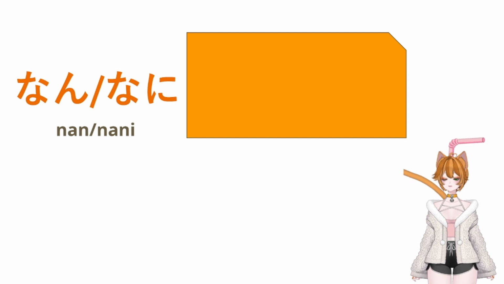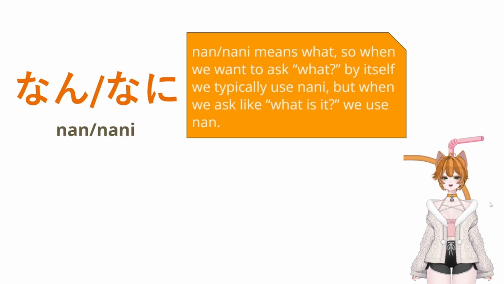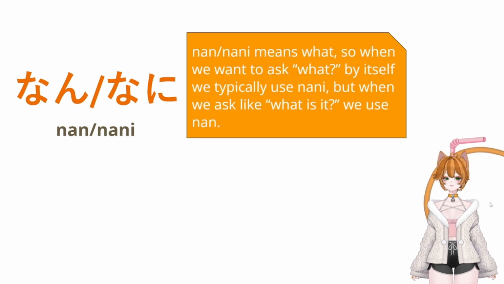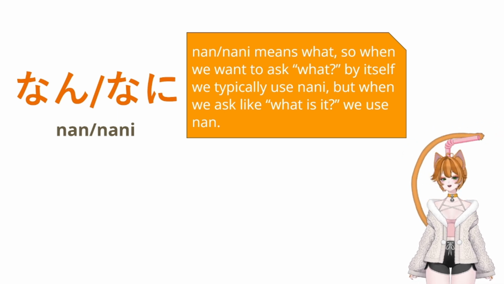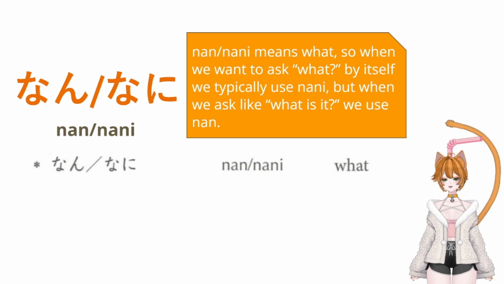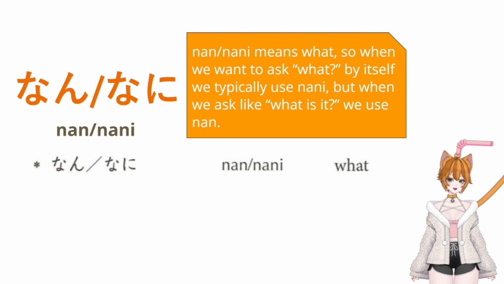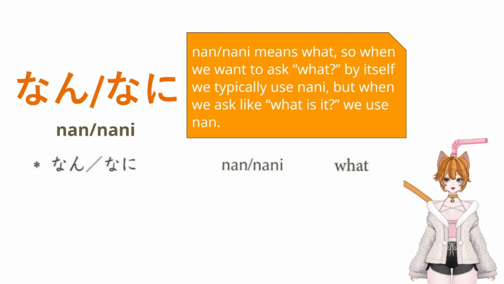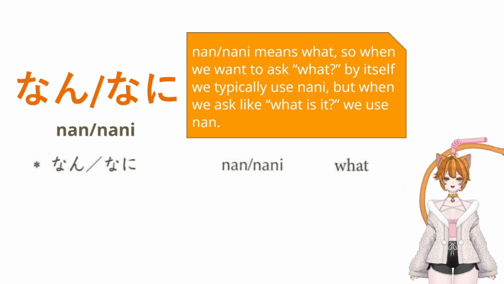Alright, our next one is going to be nan/nani. So, oops, sorry. Nani means what. So when we want to ask what by itself, we will just use nani, but when we want to ask, like, what is it, we use nan. And there's a lot of examples where we'll use nan later down the line, such as nanji, which is what time, nansai, how old, nansei, what year of school, and we will get more into it when we start forming question sentences.